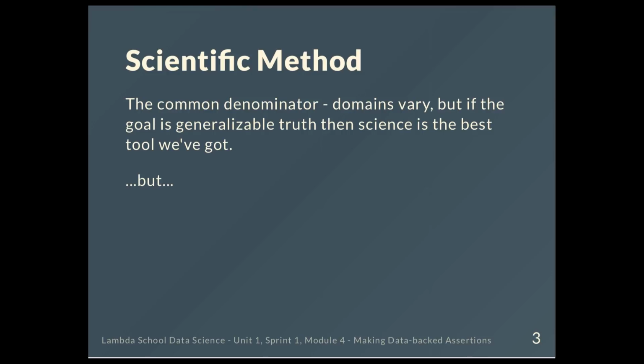So the common denominator, regardless of the domain, is that the goal is to get generalizable truth. Let's take a second and think, what do I mean? What is generalizable truth? It means that we're looking at the data we have, but we want to say something that's true in general, that would be true for more data from a similar process, that is somehow representative of some broader situation. You could think about it as somehow Platonic if you wish to go back to Greek philosophy. And if you don't, that's fine. But the point is science, right? That's our tool.